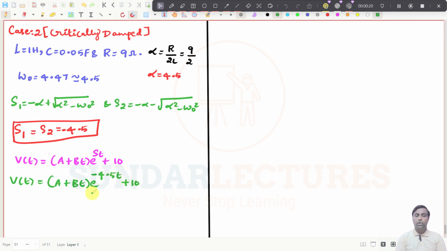Now we need to find what is the value of a. Again the conditions are same. V of 0 will be equal to 0 and I of 0 will be equal to 0. And if you substitute V of 0 in this expression, you try to substitute V of 0.